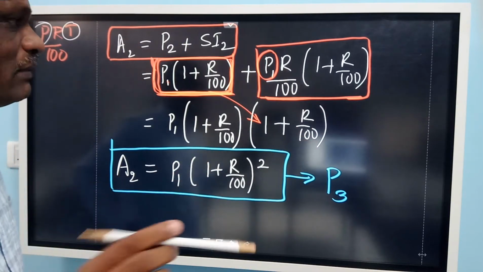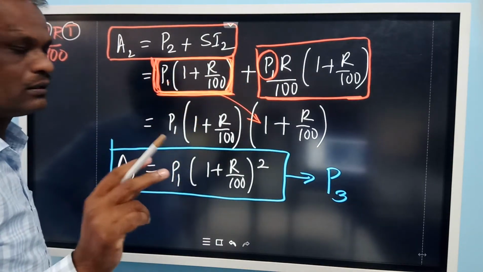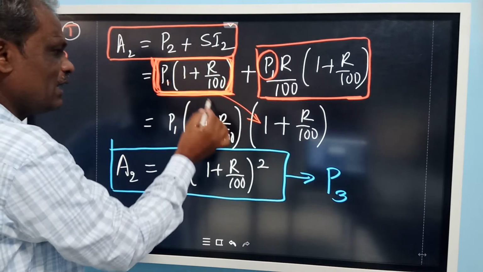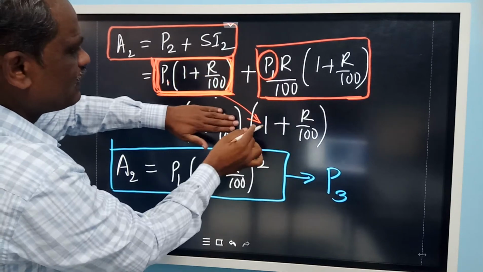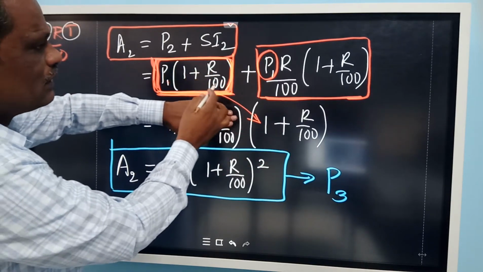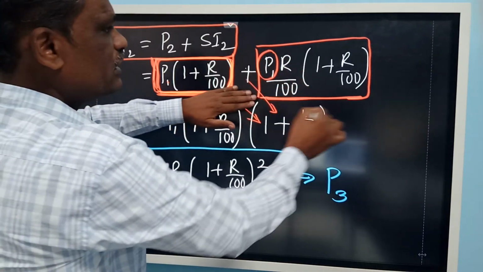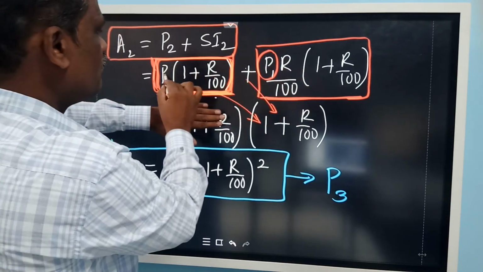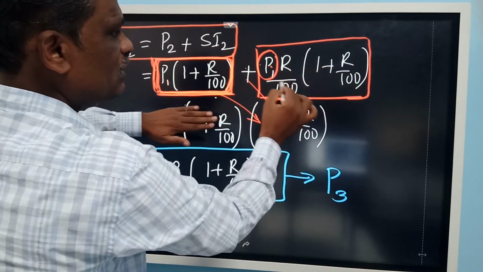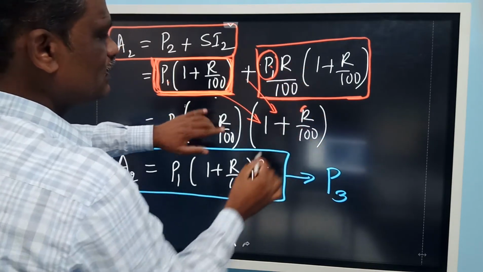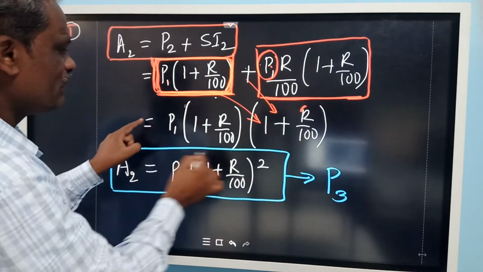See what we are taking common here, can you tell me? Complete this term. P1 into 1 plus R by 100. If I take common, this is a common thing we are taking, this much. Then here what will remain? 1. Because we are taking it completely out. Then this plus here. Then you are taking completely this term now. P1 here, 1 plus R by 100 here. If you take these two both, what will remain here? R by 100 will remain here. So this is 1 plus R by 100, because you are taking P1 into 1 plus R by 100 common.